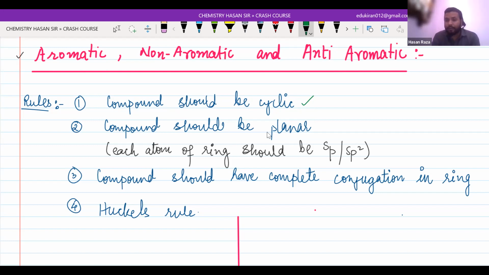Then the second condition is that the compound should be planar, and for planarity, carbon should be either sp hybridized or sp2 hybridized. Then comes the third: the compound should have complete conjugation. If the compound is cyclic and planar, then go for complete conjugation. That means resonance is taking place all around the ring, everywhere in the ring. That is called conjugation. And then comes the Huckel rule.